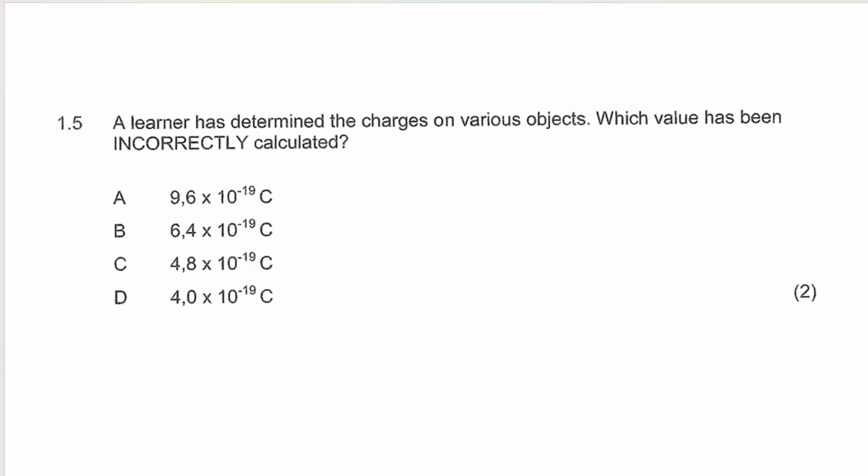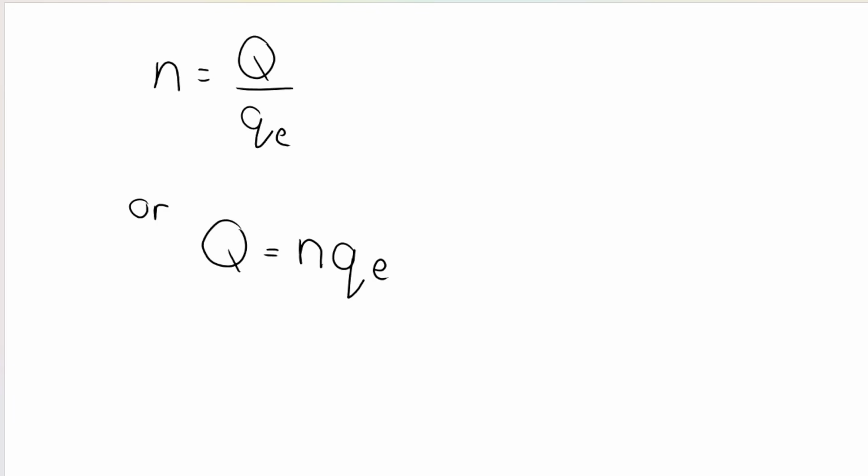I'll link it below. But basically what it says is that all charges, so all the charges on all the objects, are integer multiples of the charge of an electron. Okay? These are the formulas related to that. This formula is the same as this formula, it's just rearranged. So this is the formula they give you on the formula sheet. If I want to isolate Q as my variable, I take QE over and it becomes N times QE.